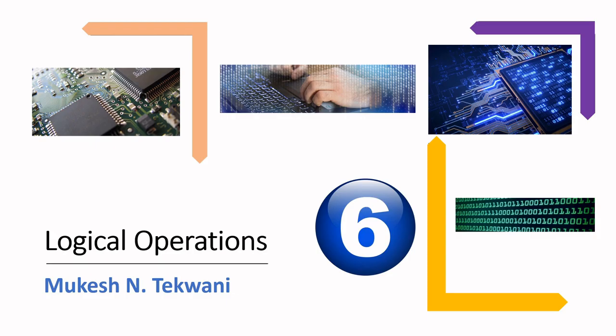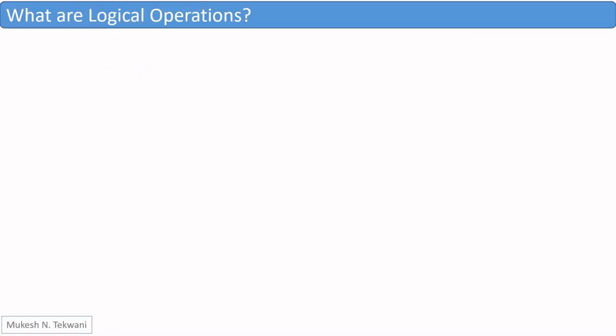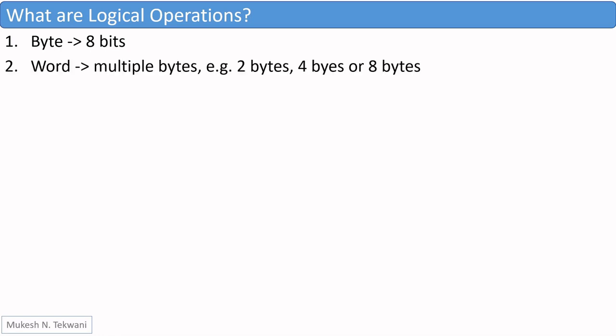In this video lecture, we'll be studying about the logical operations. Let us first understand what are logical operations. We know that a byte is composed of 8 bits. In a computer, a word can be made up of multiple bytes. So for example, a word may be 2 bytes, 4 bytes, or 8 bytes, or as in many modern computers, a word may be made up of 16 bytes.